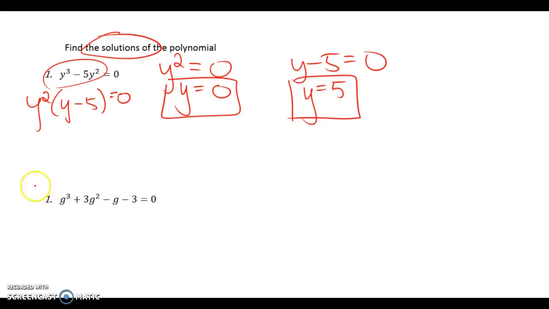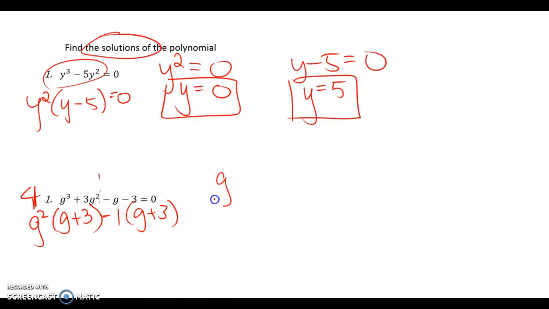Okay, 4 terms in this one. Got to use factoring by grouping. All right, I can pull out a g squared. I'll have a g plus 3. I'm going to pull out a negative 1 in order to get a g plus 3 down here. So this becomes g squared minus 1, g plus 3 equals 0.